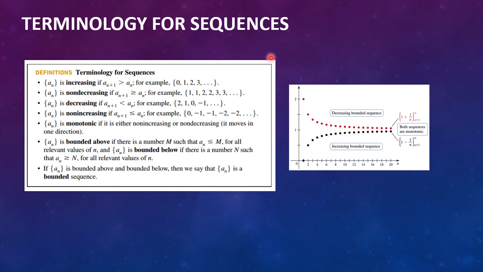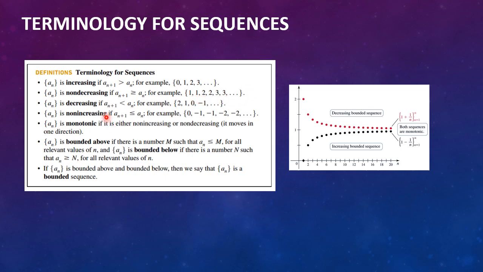We say a sequence is non-decreasing if a sub n plus 1 is greater than or equal to a sub n. So this just covers the case when you have members that might be repeating, and you can see the sequence here, 1, 1, 2, 2, 3, 3. So it's greater than or equal to.